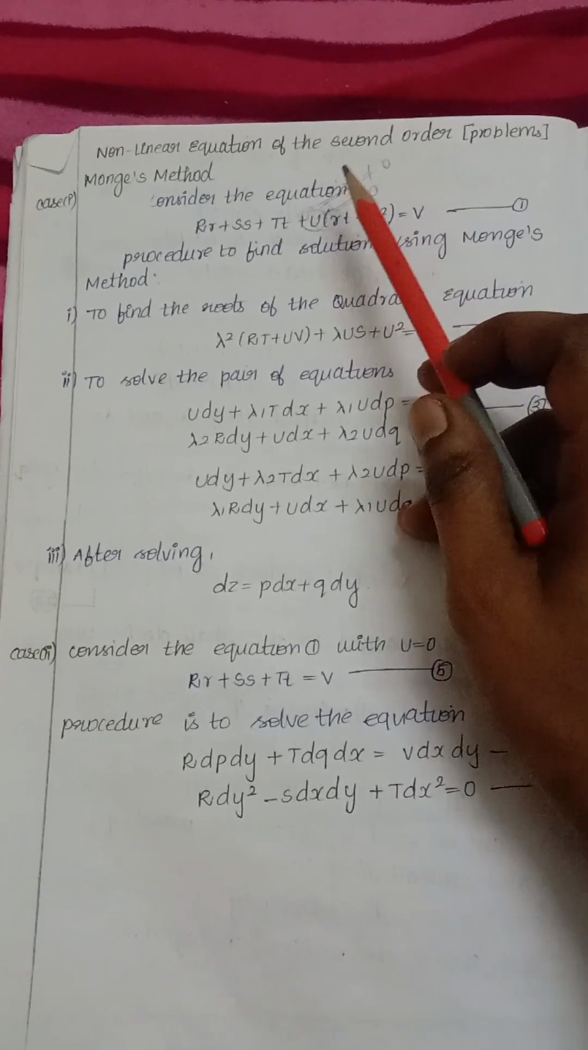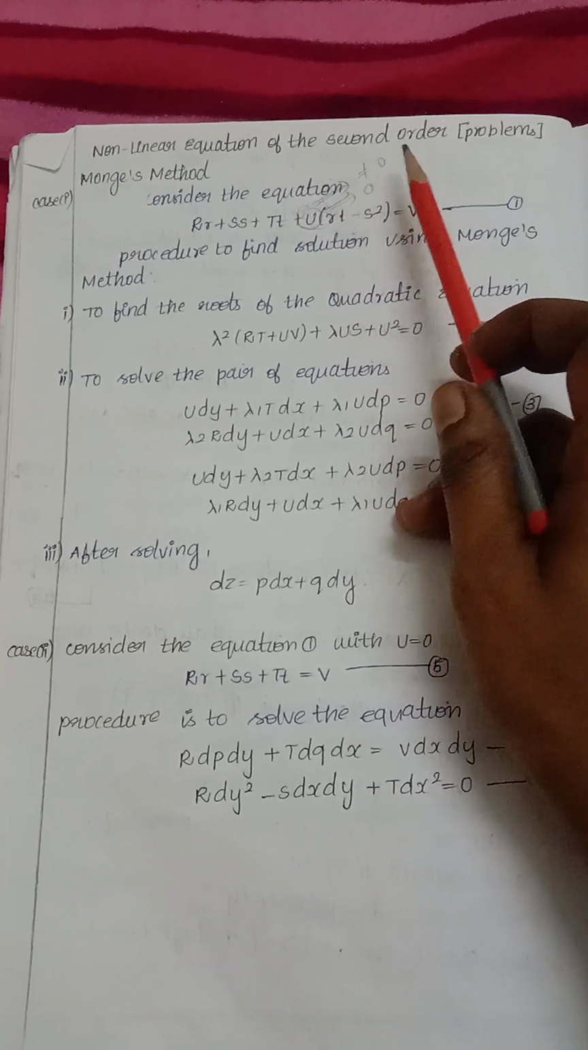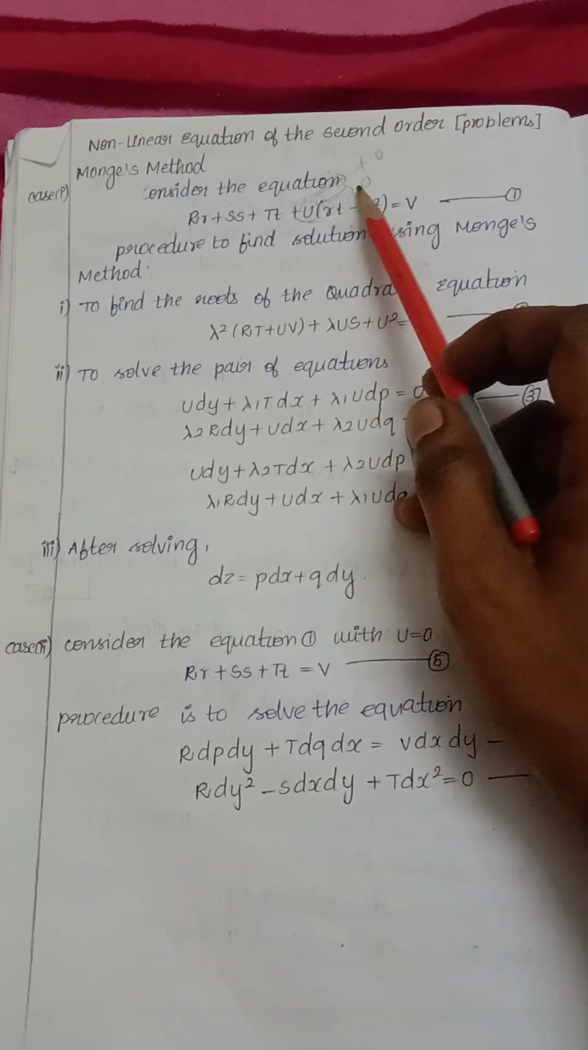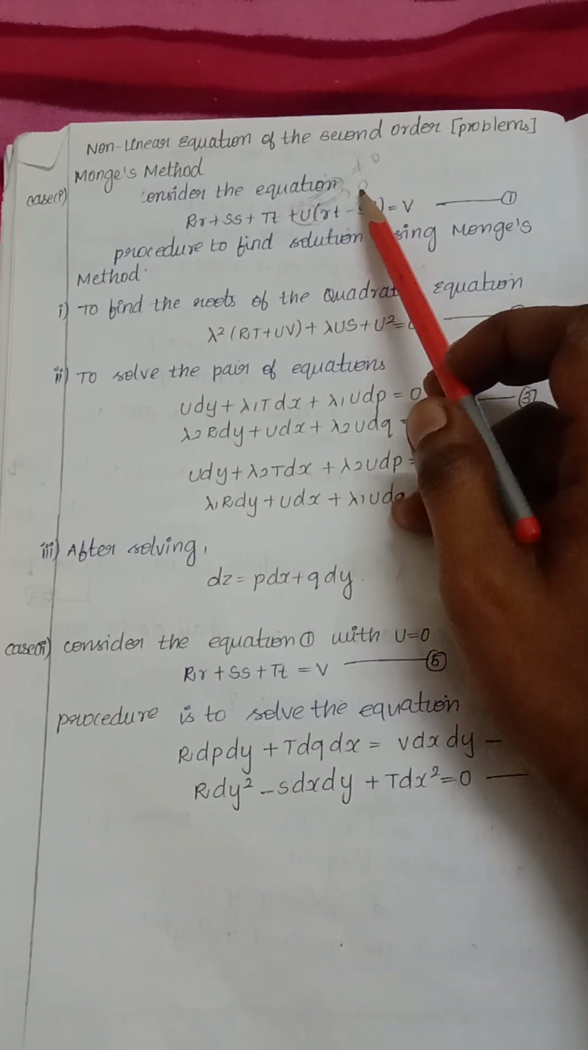of solving to get the solution, and the second case is U equal to 0, where we have to solve with another method.